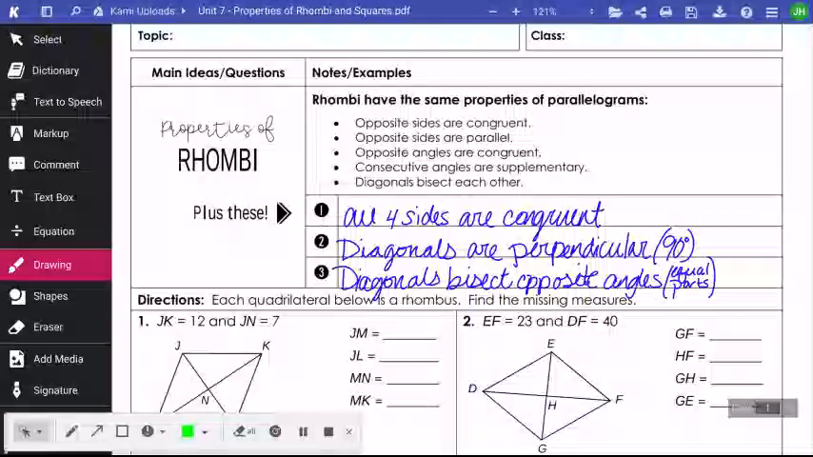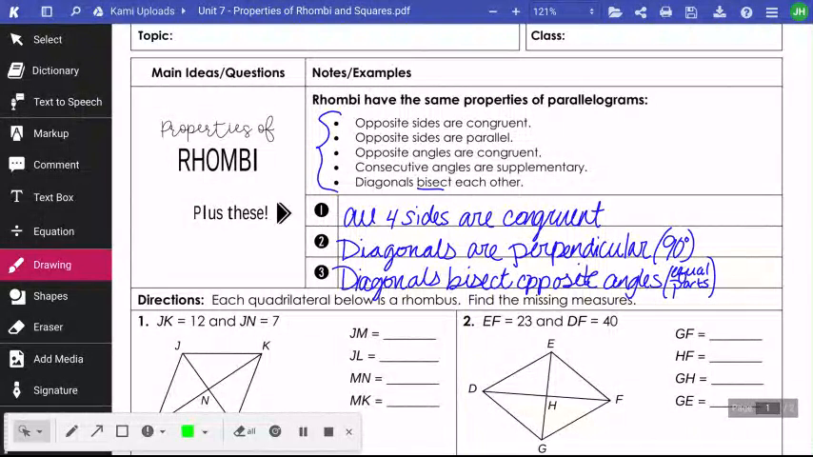So we are going to talk about properties of rhombi and squares, first focusing on rhombi. A rhombus has the same properties of the parallelogram that we talked about last week before we did rectangles, and it has all those same properties that are listed here. Okay? And it has an additional 3 properties that says all four sides are congruent, the diagonals are perpendicular to each other. So not only do they bisect each other, as we did in parallelograms, but they are perpendicular to each other, meaning 90 degrees.